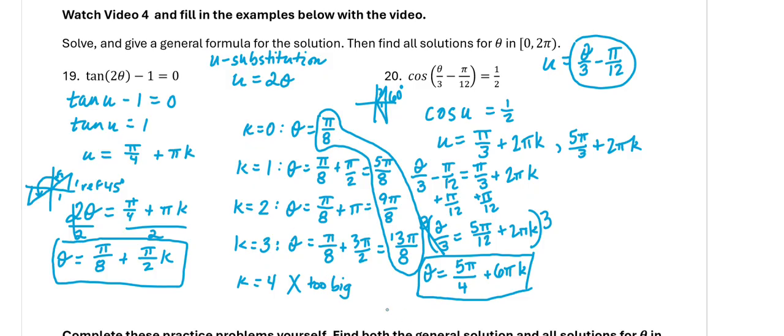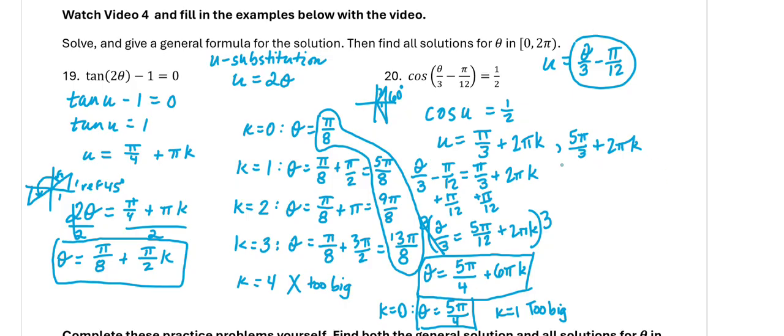Okay, so let's just do that for this one. So if k is equal to 0, right, then theta would be equal to 5 pi over 4. Okay, now think about that. 5 pi over 4 is already in quadrant 3, right? So if k is equal to 1, that's 6 pi. That's just too big. That's way out of what we want. So here is my only solution for that part of the problem, just 5 pi over 4.